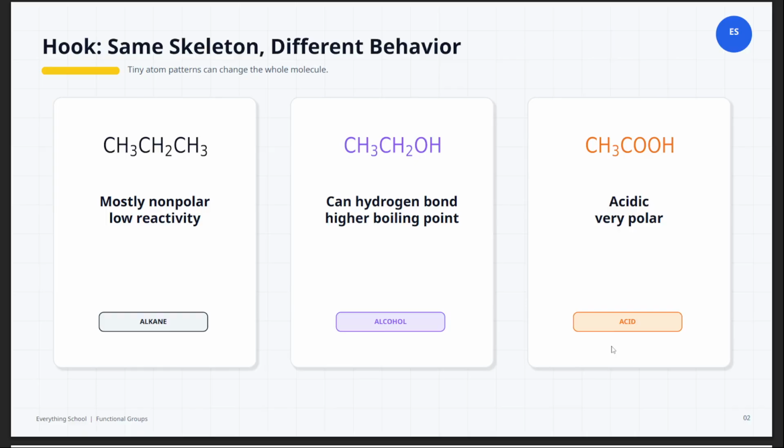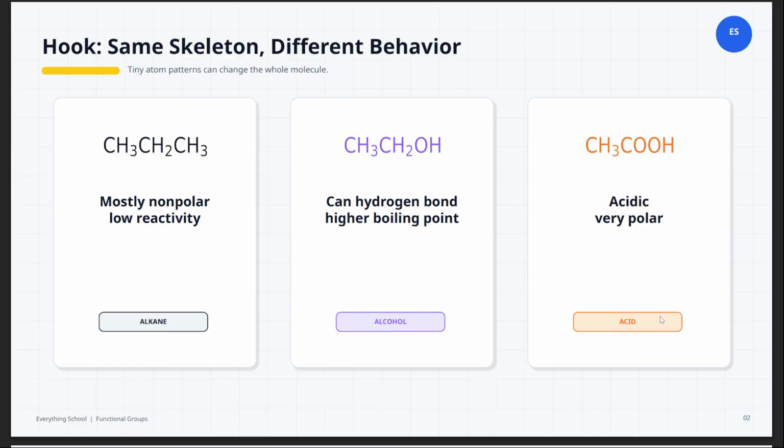Here is the reason functional groups matter. Two molecules can have a similar carbon skeleton, but if one has only carbon and hydrogen, another has an oxygen-hydrogen group, and another has a carboxylic acid group, they can behave completely differently. One might be mostly nonpolar, one might hydrogen bond, one might be acidic. That tiny atom pattern changes how the molecule is named, how it interacts with water, how strongly its molecules stick together, and where reactions happen.